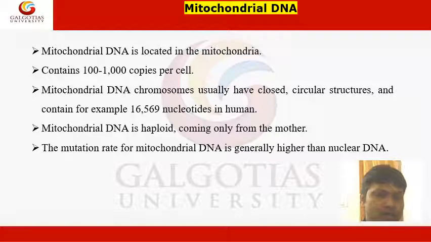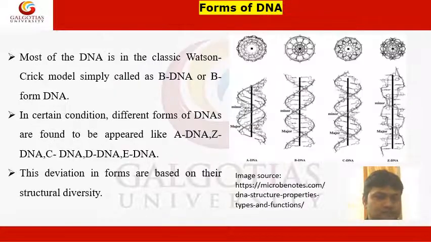Now another DNA is the mitochondrial DNA. Mitochondrial DNA is located in the mitochondria, which contain 100 to 1000 copies per cell. Mitochondrial DNA chromosomes usually have a closed circular structure and contain around 16,569 nucleotides in the human. Mitochondrial DNA is haploid and comes only from the mother, which means it is maternal. The mutation rate for the mitochondrial DNA is generally higher than the nuclear DNA.